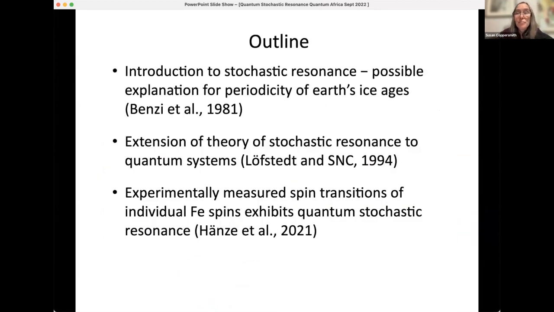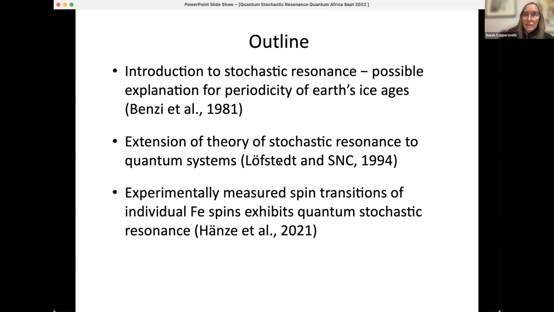Okay, so again, the talk is on quantum stochastic resonance. First I'm going to talk to you about stochastic resonance, which was originally developed in the early 80s as an explanation of the periodicity of the Earth's ice ages. I'll tell you a little bit about that. I think it's a really interesting story, and a lot of work was done based on it. I'll try to give you some sense of the scope of the area.